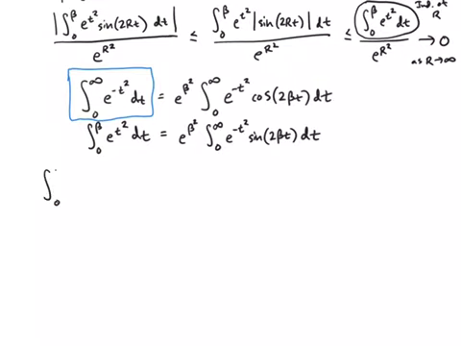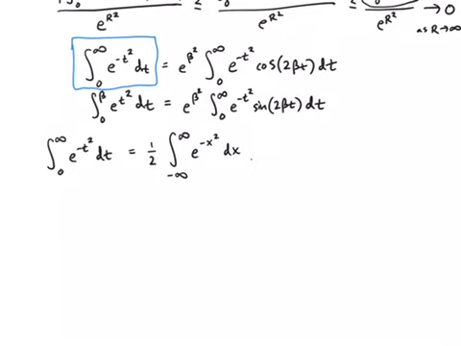So, the integral from 0 to infinity of e to the minus t squared dt. I can show you how to compute this integral. First of all, since e to the minus t squared is an even function, this is 1/2 the integral from negative infinity to infinity of e to the minus t squared. I'll just change t to x because I feel like it. And I'll show you how to compute this integral from negative infinity to infinity of e to the minus x squared dx.